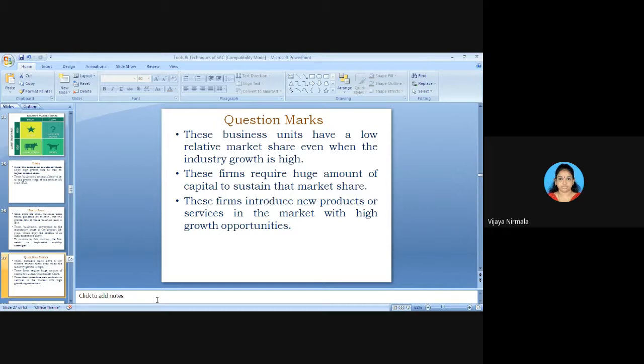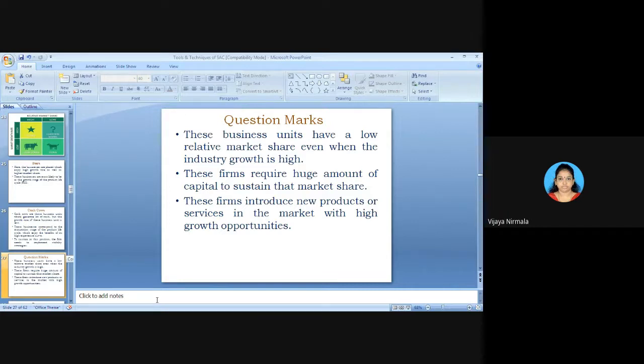So these firms used to require a huge amount of capital if they want to sustain their market share. If they want to sustain in the market, they used to invest high capital. These are generally the firms which try to introduce new products or services in the market, having high growth opportunities.